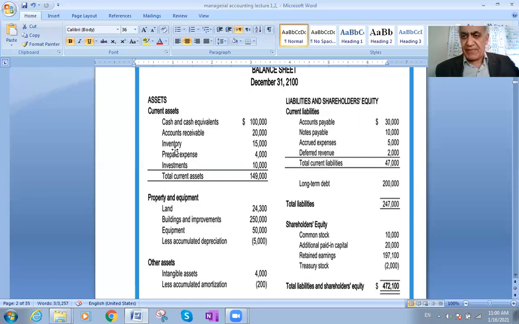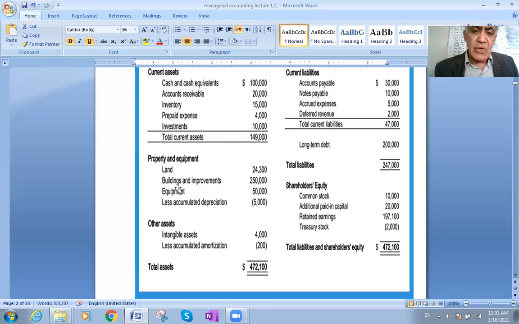That's fine. Perfect. These are the current assets. Now we'll go to the second type of assets, which is called fixed assets.